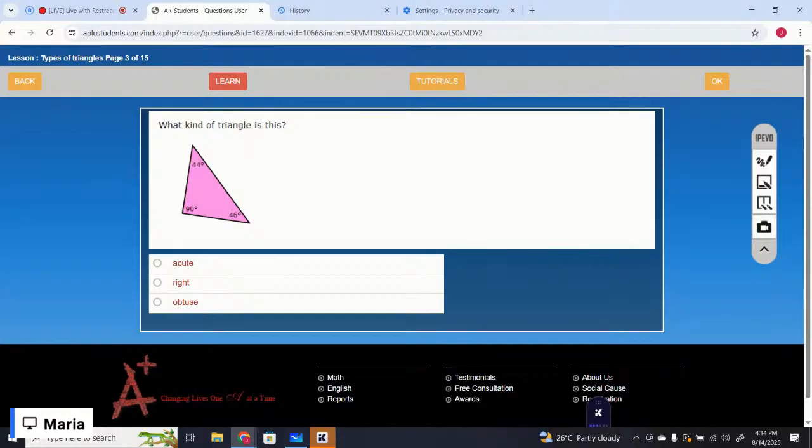What kind of triangle is this? 44 degrees, 90 degrees, and 46 degrees. So 90 degrees means that is a right triangle. Option number 2 is the correct option. Right triangle it is.